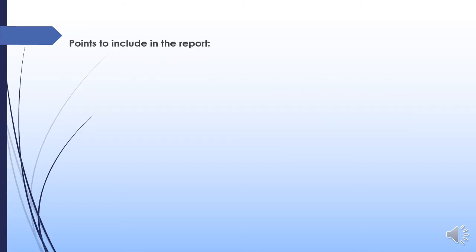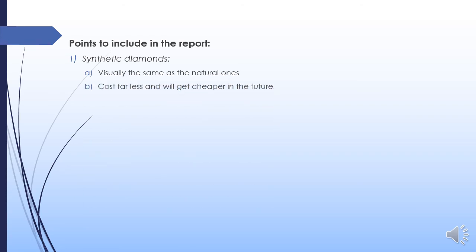The points that you should have included in your report. First of all, it should be in the form of a paragraph, and it should write the following points. First, synthetic diamonds are visually the same as the natural diamond. Again, your wording is up to you. It doesn't have to be identical to mine. But you should point out that they look identical to the natural ones. And they cost far less. And they will get cheaper in the future.